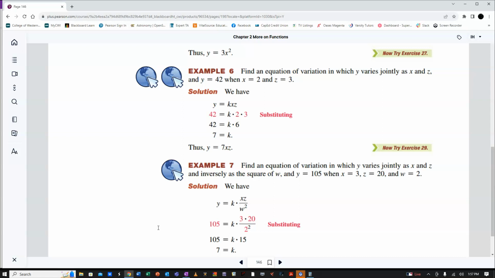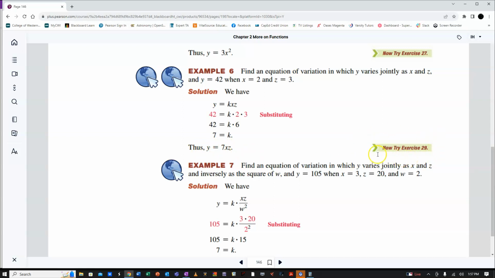We substitute the values that are given: y equals 42, x equals 2, z equals 3. We get 42 equals k times 6. Divide both sides by 6, and you find that k will equal 7. And therefore, your equation is y equals 7xz.